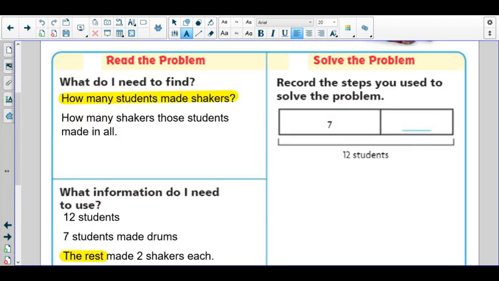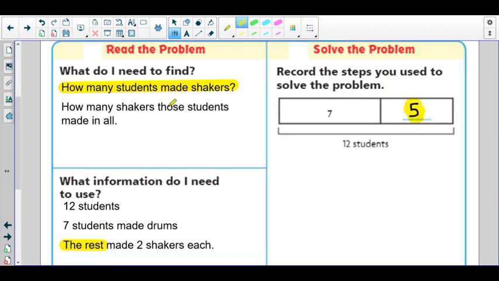All right? So we have 7 students that we know that made the drums, and we have 12 total students. So if we were to take the 12 minus 7, we're going to get 5. So we have 5 students that made the shakers. And I think that right here, we'll keep with this yellow here. That's going to answer the rest and the how many.